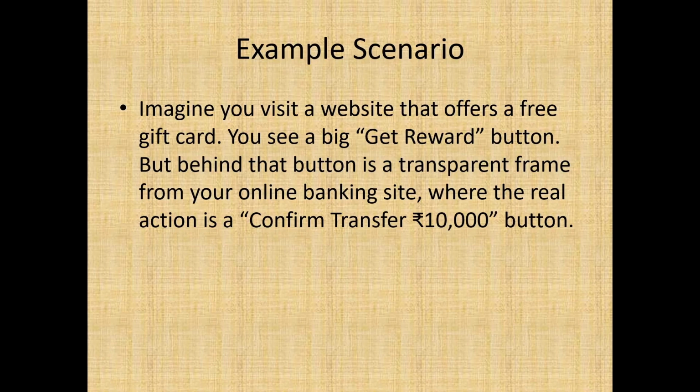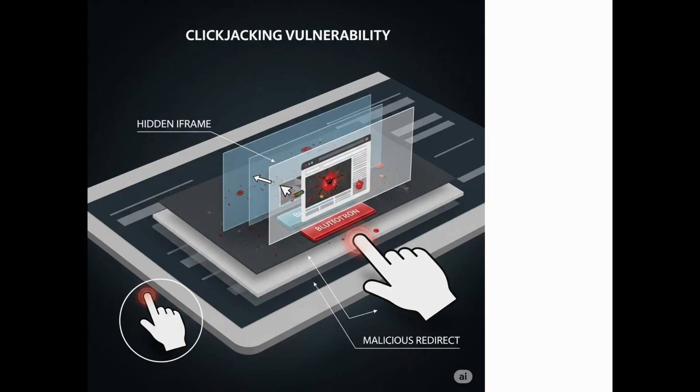But behind the button, there is a transparent frame that you are not going to see from your online banking site, where the real action is a confirm transfer 10,000 button. But when you click the get reward button, what happens behind it is that you don't realize you are really clicking the transfer 10,000 button to someone else's account. So there is an image saying that. You are clicking a button, and behind that button there is a hidden iframe that you don't see.